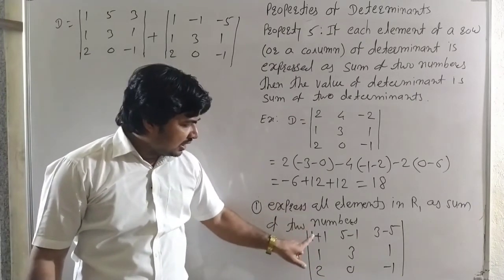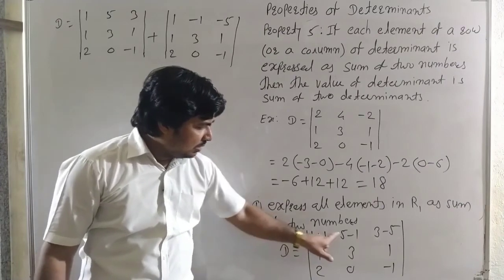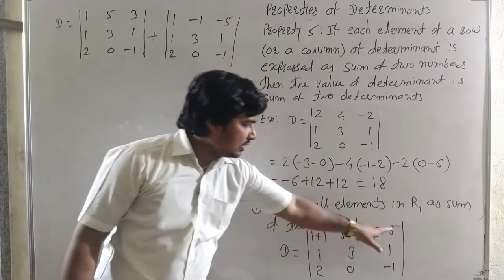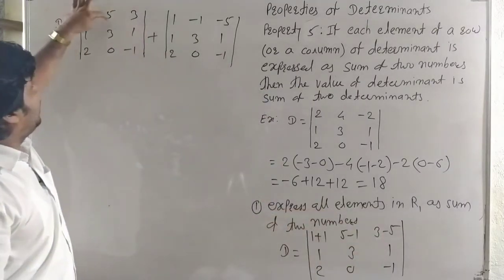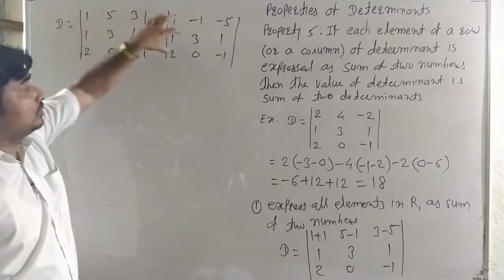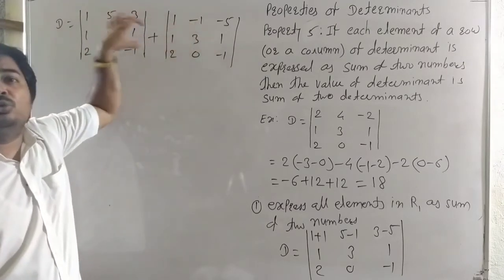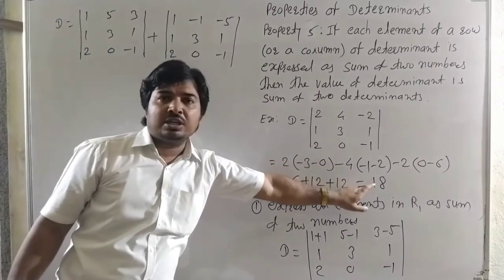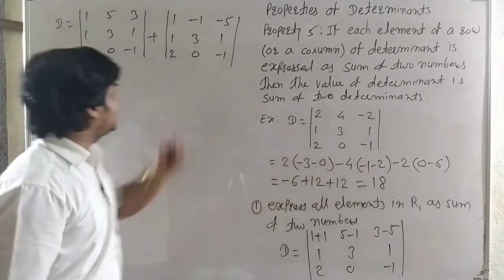In the first determinant the elements are 1, 5, 3, and in the second determinant the first row is 1, minus 1, and minus 5. The value of the sum of these two determinants is the original determinant, and the value of the original determinant is 18. We can check this.